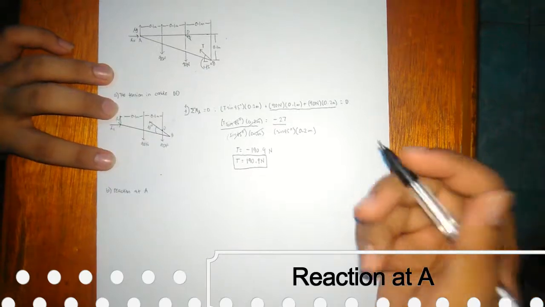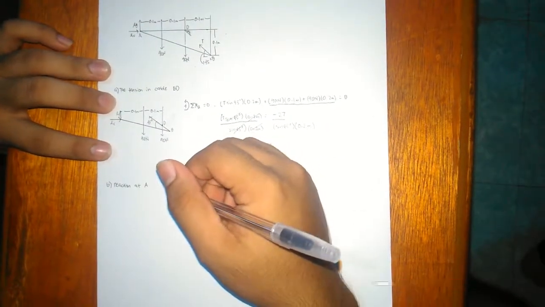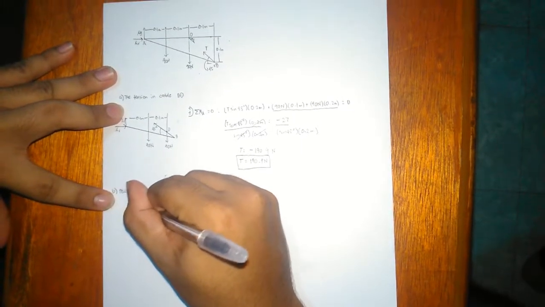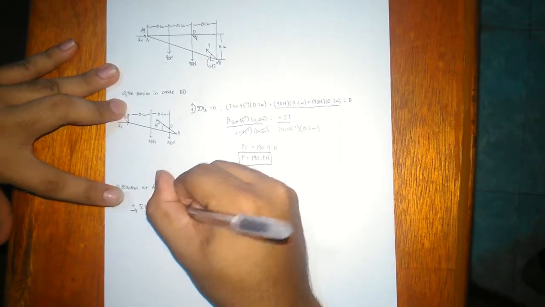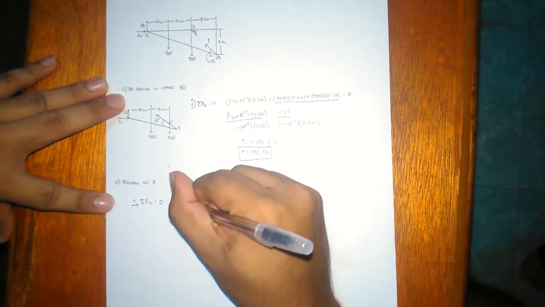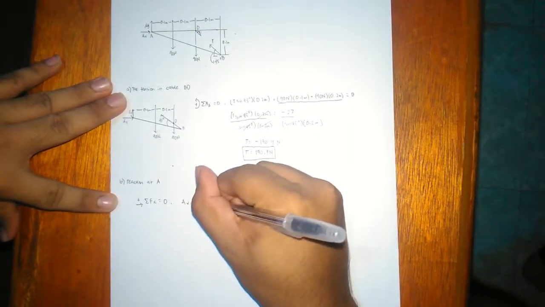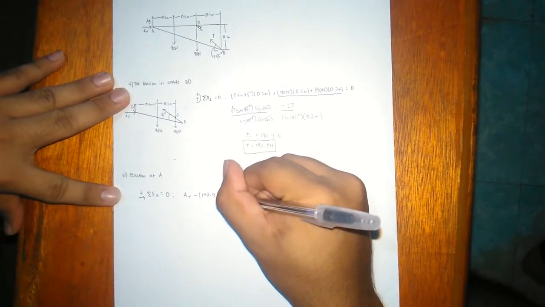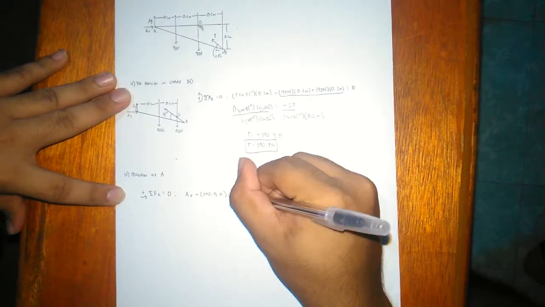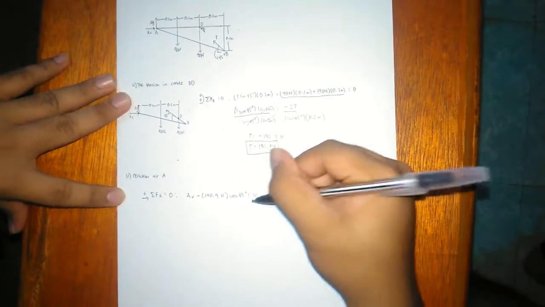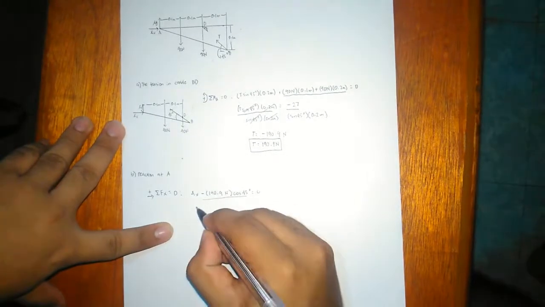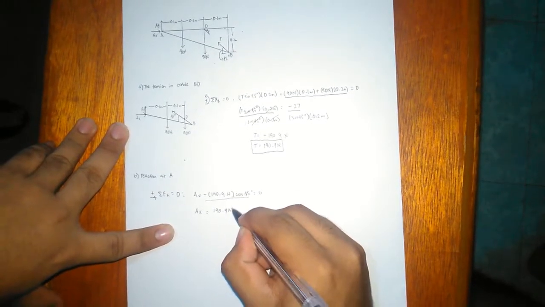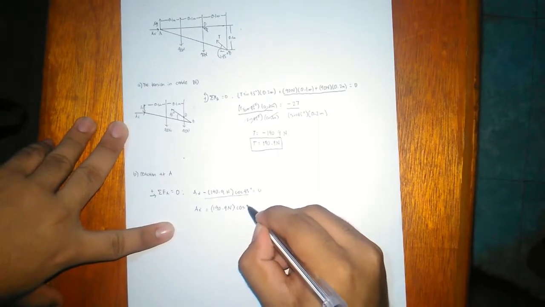So first we are going to solve for summation of force in X is equal to 0. So A sub x minus 190.9 Newton times cosine 45 degrees is equal to 0. Transpose this to the other side. So we have Ax is equal to 190.9 Newton times cosine 45 degrees.